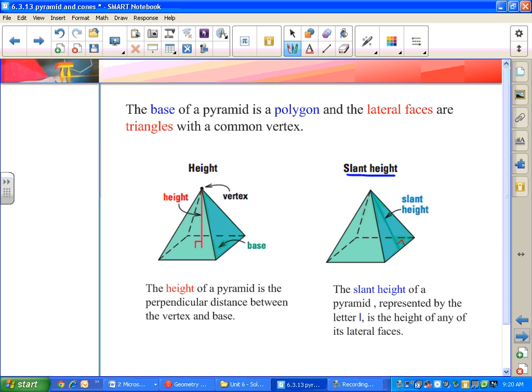The other piece that we're interested in is the slant height. The slant height of a pyramid is represented by the letter L, and it's usually a cursive L, okay? And it's the height of any of the lateral faces. So remember, the lateral faces were the triangles. So if we look at this triangle here, the slant height is the height of that triangle. So picture that triangle sitting right in front of you. It would look like this. The slant height is the height of that triangle.